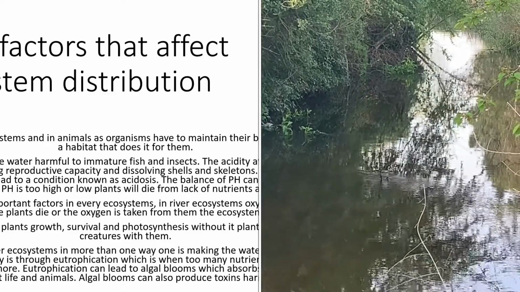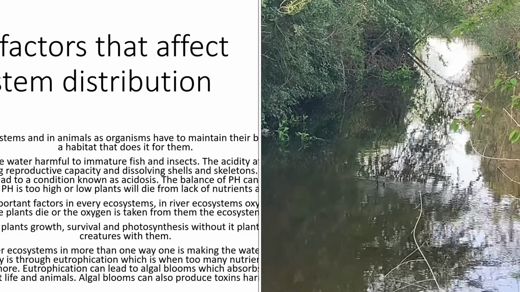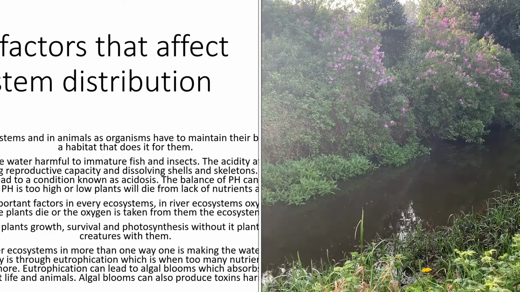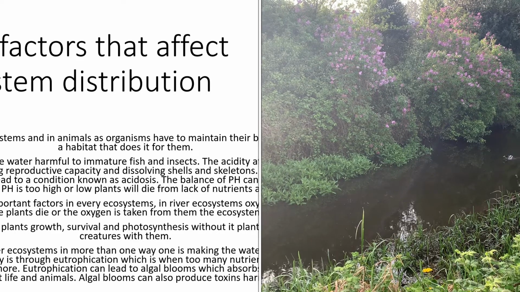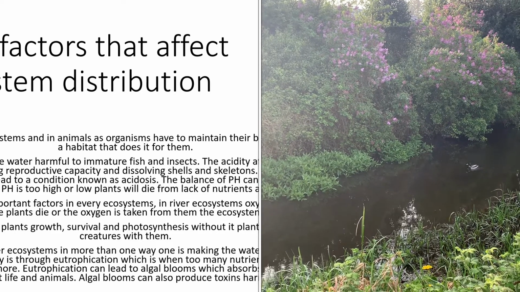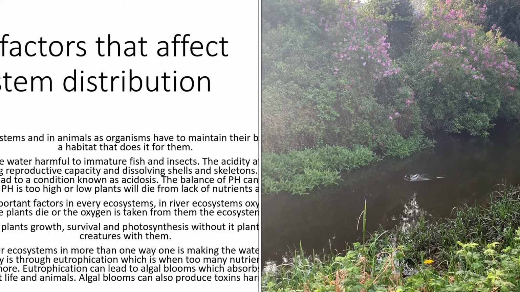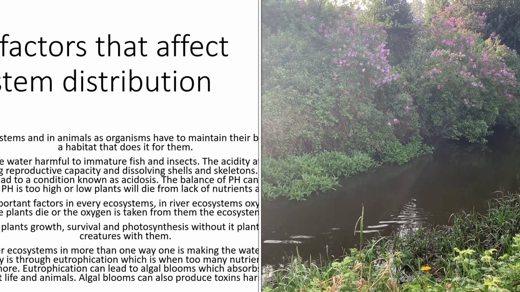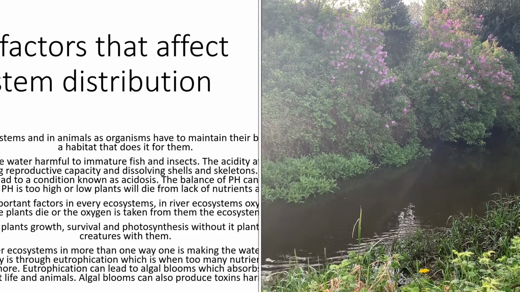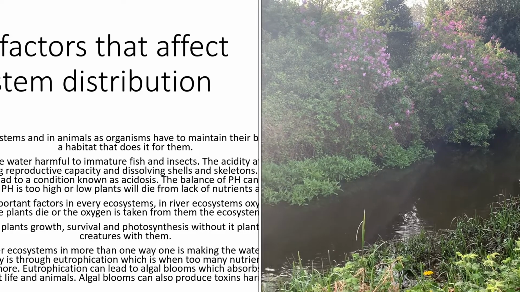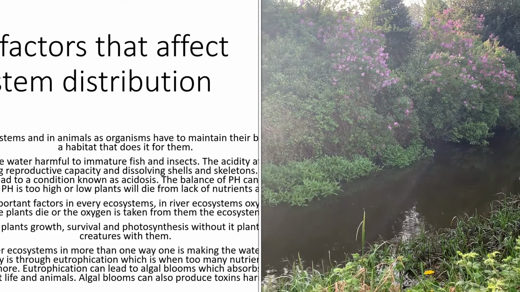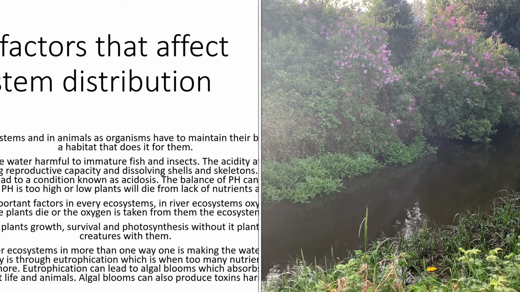Pollution is a danger to river ecosystems in more ways than one. One way is making the water too acidic, which will kill fish and plants. Another way is through eutrophication, which is when too many nutrients are released into a river, causing plants and algae to grow more. Eutrophication can lead to algal blooms, which absorb most of the oxygen, block sunlight, killing plant life and animals. Algal bloom can also produce harmful toxins to fish and humans.